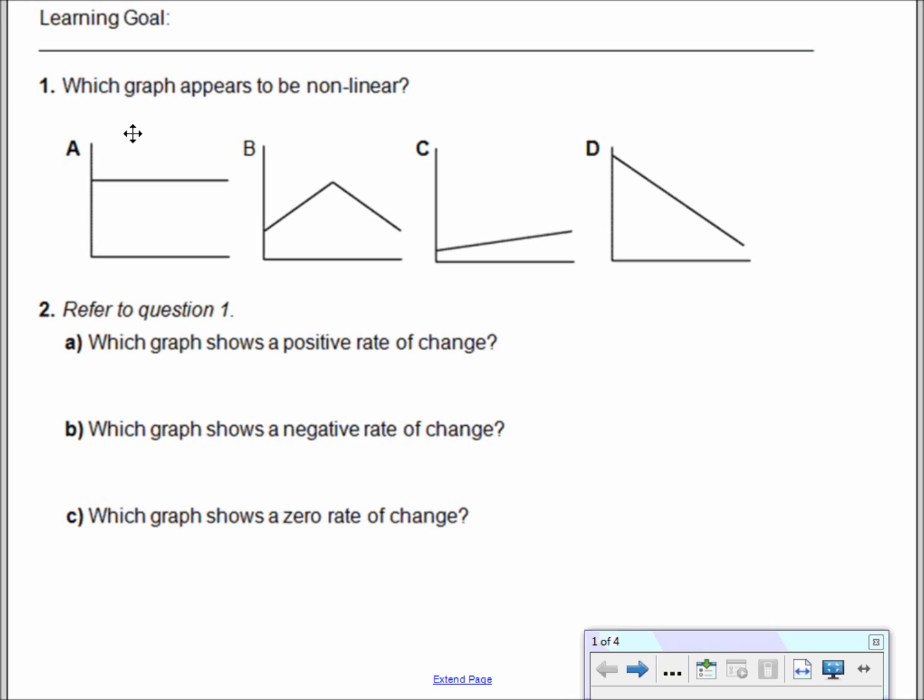Which graph appears to be non-linear? What do you think is non-linear? Non-linear. Anyone? B? Yeah. Everything else looks linear, right?